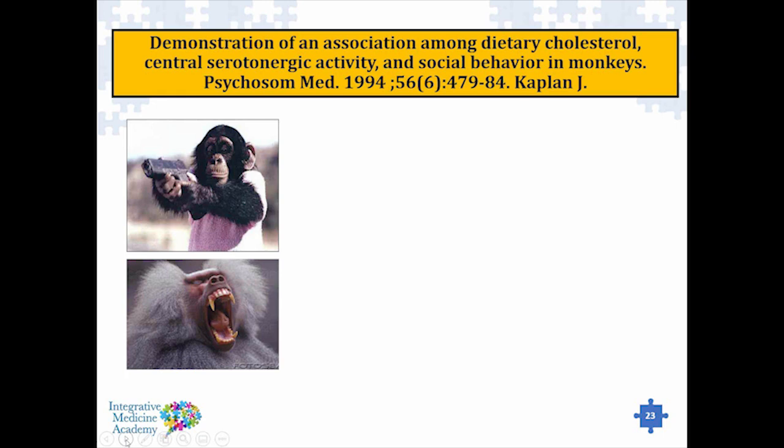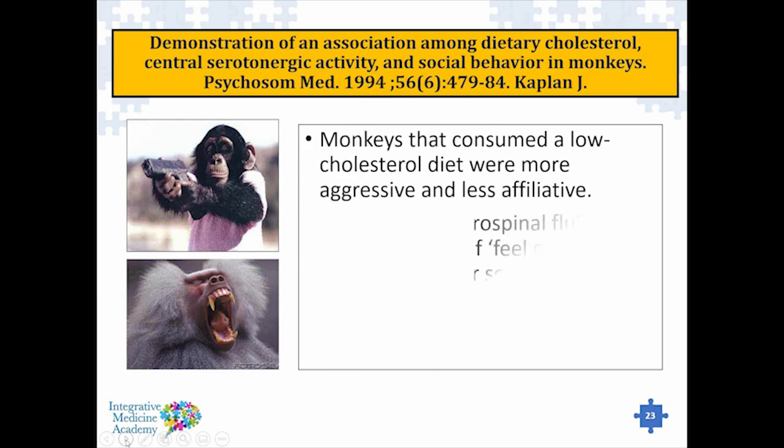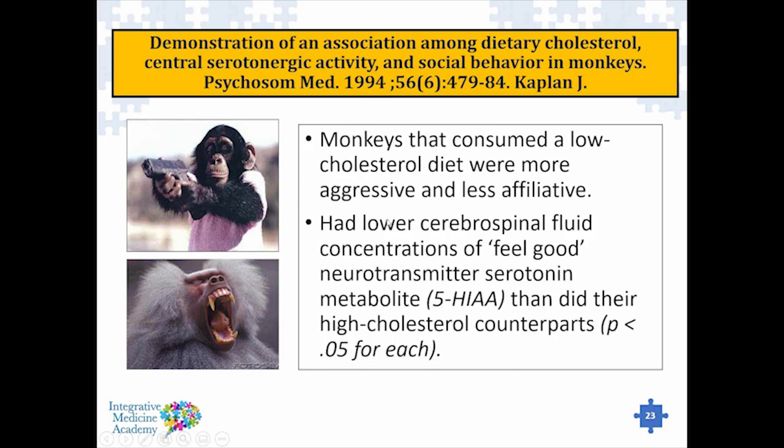This was a paper that came out in the early 90s talking about the association of low cholesterol to serotonin levels. They were looking at monkeys that consumed a low cholesterol diet, and they generally tended to be more aggressive and less social. What they also found was that their serotonin metabolite marker, called 5-HIAA, something measurable off the organic acid test, was also lower in these animals who had lower levels of cholesterol.